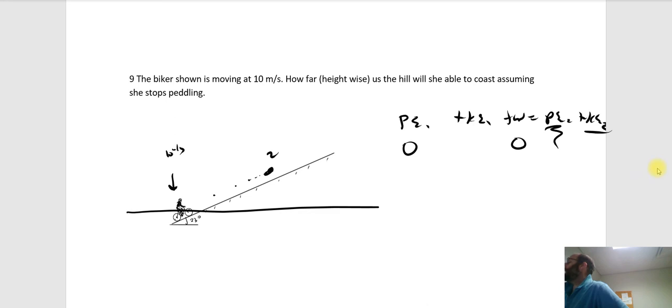And I'll let you think about the KE2. Keep in mind they're at their highest point. So ask yourself, are they still moving?